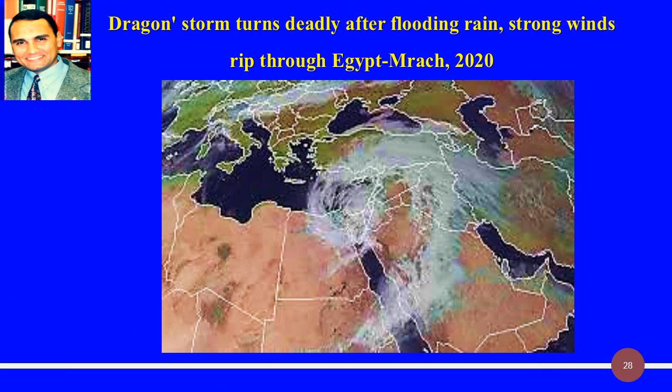Dragon storm turns deadly after flooding rain and strong winds sweep through Egypt. Floods reported with this storm will lead to transportation of soil with its contents, including germs, into other areas, and this will lead to the appearance of diseases in downstream areas that were not reported before.